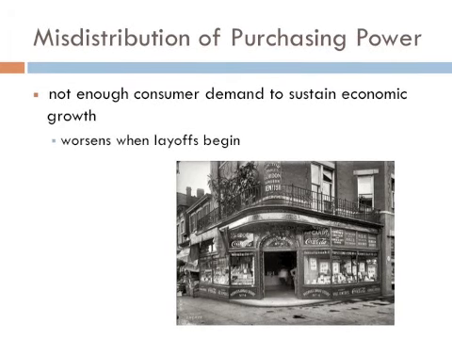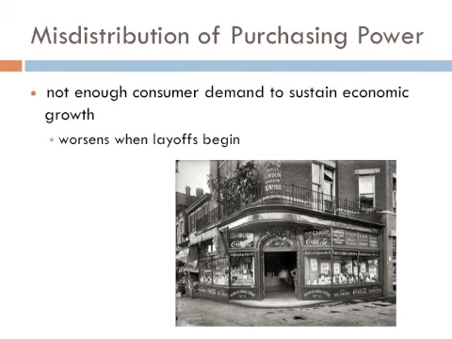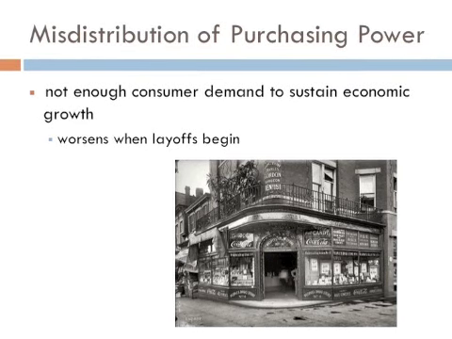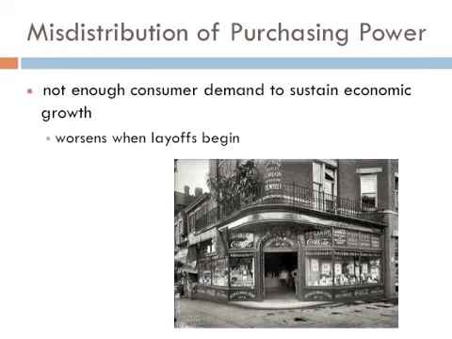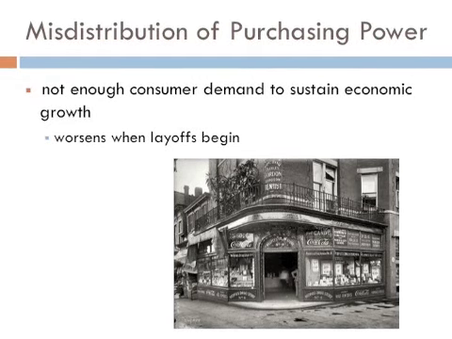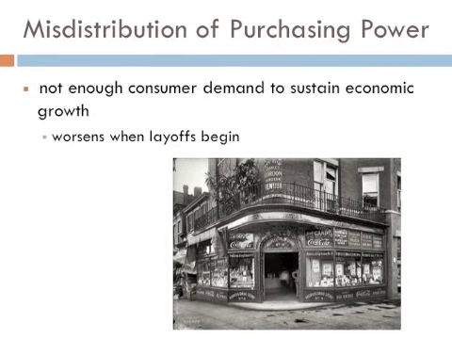The second problem we have is a misdistribution of purchasing power. And basically what this is is a cycle that runs through every economy. What happens is you reach a high where people are producing so much stuff that there's not enough consumer demand to keep the industry going. In other words, people have bought all the stuff that they can. There's an oversaturation in the market.